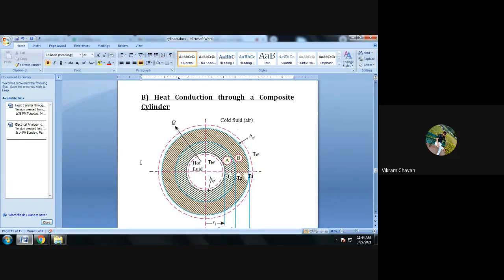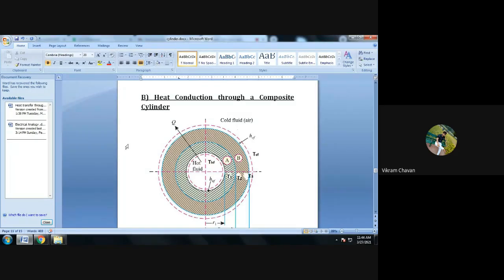Composite cylinder means what? The cylinder having, or we can say there are two concentric cylinders, which are made up of different materials. So two different cylinders made up of two different materials, that is nothing but a composite cylinder.